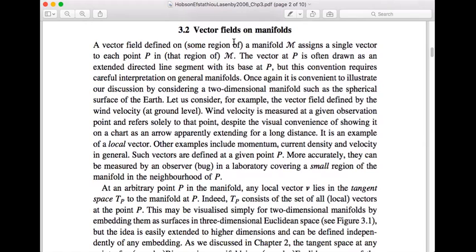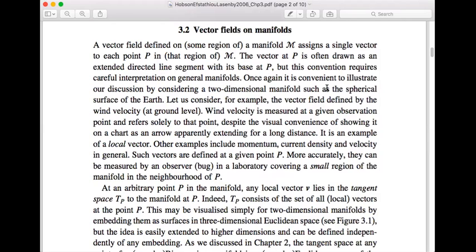So now let's move to vectors on manifolds. A vector field is defined on some region of a manifold M, and it assigns a single vector at each point P in that region of the manifold M. The vector at the point P is often drawn as an extended line segment with its base at P, but this convention requires careful interpretation on manifolds.